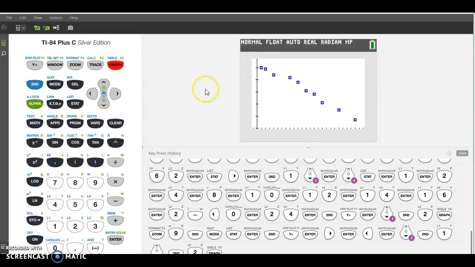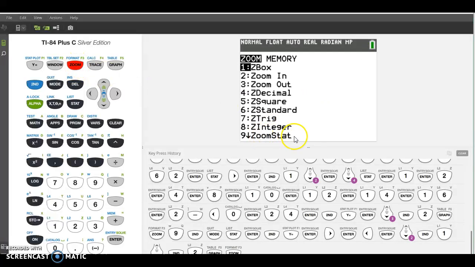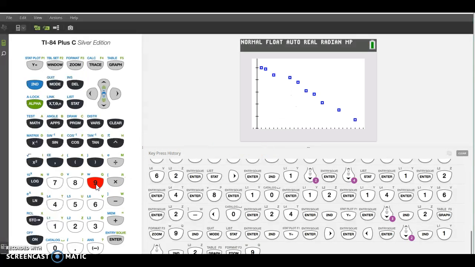If you do not see this, maybe your zoom is a little different, so hit zoom and go to zoom stat. We are in our stat list, so we go zoom 9, which is zoom stat, and now you should see this. When we talk about a correlation, its direction, we read from left to right. So it can either be positive or negative. As we talked about in class today, this would be a negative correlation. From left to right, the data is going down. As the x values are increasing, the y values are decreasing.